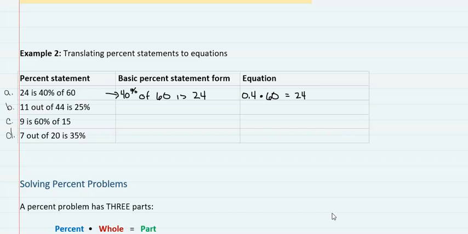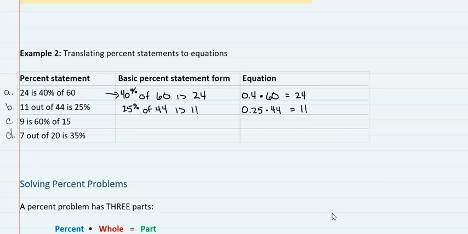All right, so I'm going to do one more and then I'll have you try the next two. So this next one, 11 out of 44 is 25%, so let's put it in the other form, the basic percent statement form. 25% of 44 is 11. After you write this, make sure it makes sense. So that means 0.25 times, of is times, 44 equals, is, 11. And double check if you're doing this and make sure that it actually is 11. So you can take it on your calculator.